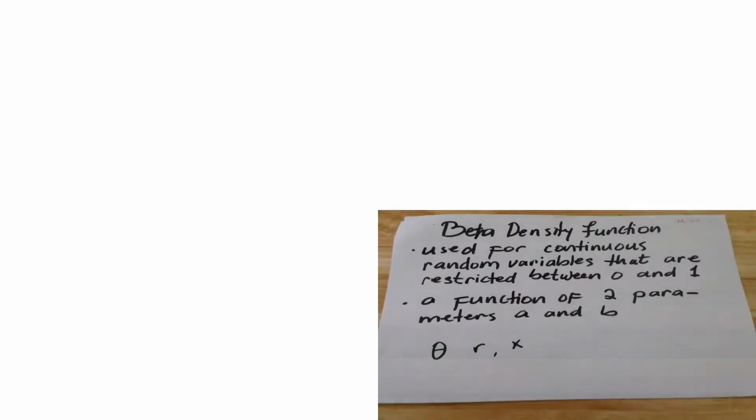In our last lesson, we learned about Beta Density Function. We learned that this function can be used for continuous random variables that are restricted between 0 and 1. We said that this function is a function of two parameters. We also learned that Beta Density Function represents a family of probabilities, and this is a versatile way to represent the outcome for percentages or proportion.